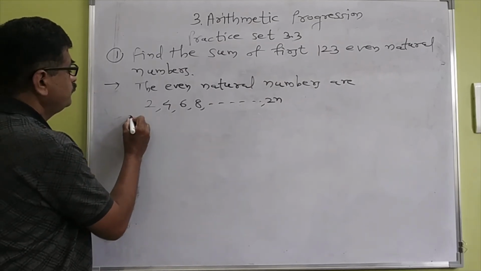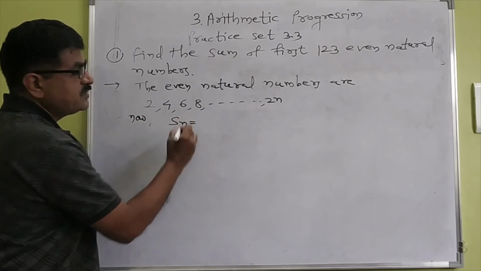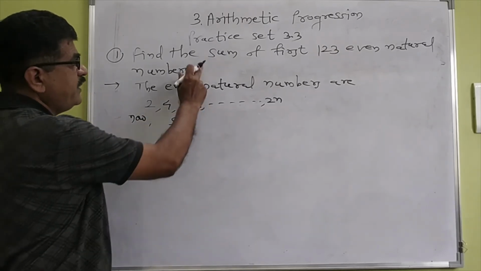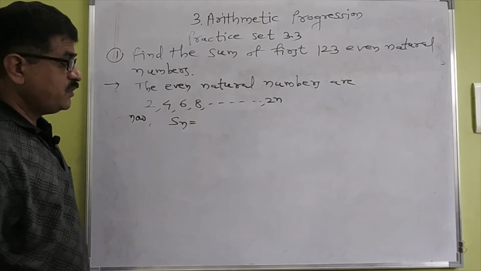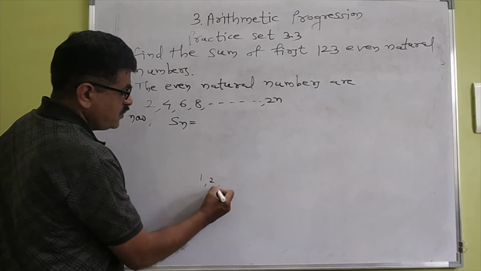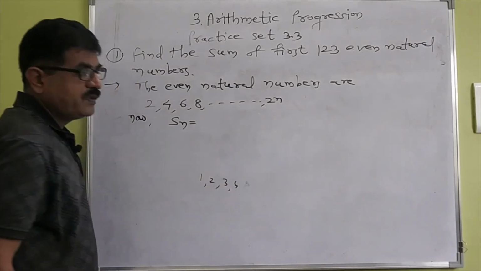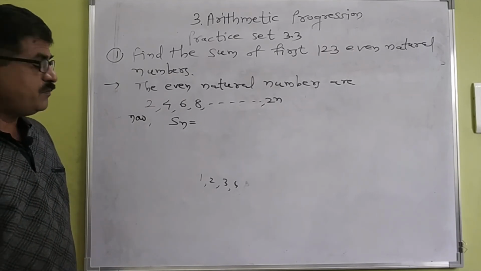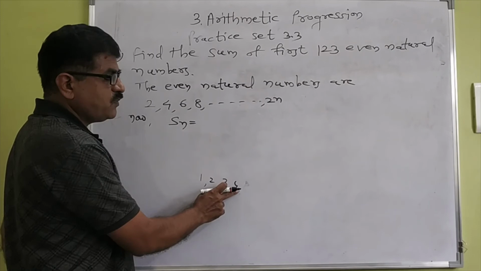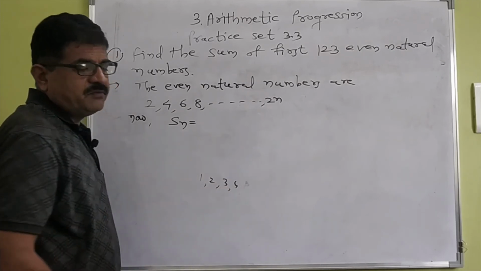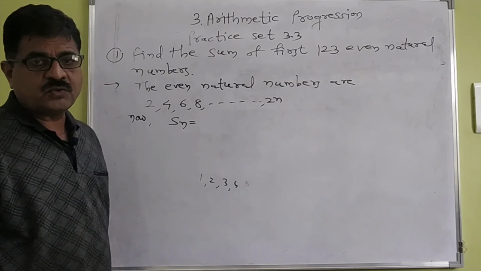Now write down the formula. Sn is the sum of terms. Suppose we are given 1, 2, 3, 4 and so on. We have to find its sum: 1 plus 2, 3, plus 3, 6, plus 4, 10. If the count of numbers is small, we can find the sum this way.